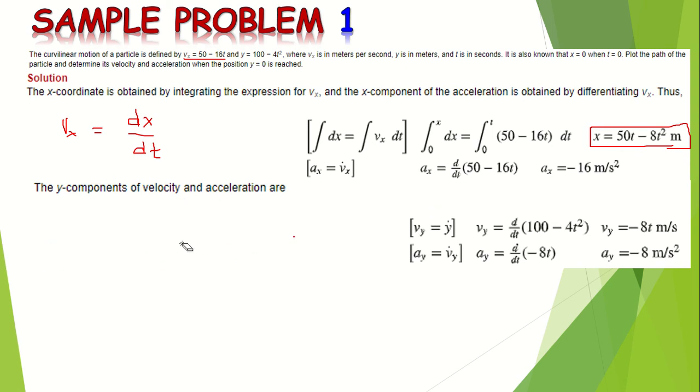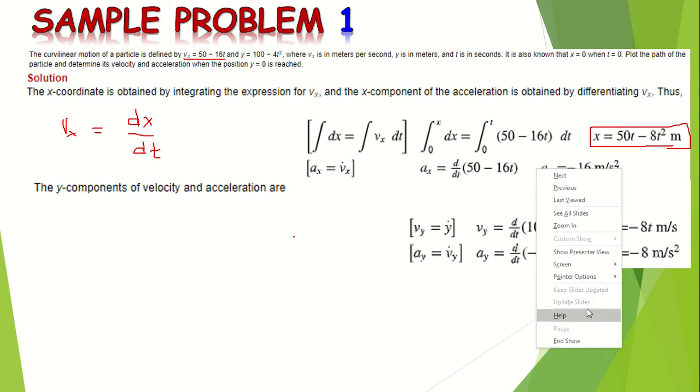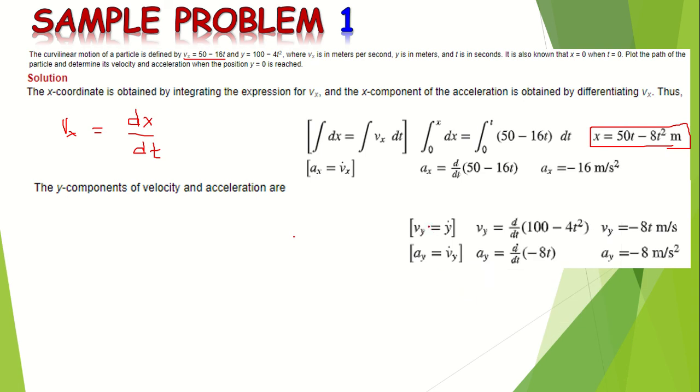Now for the y components. Okay, so for the y components of velocity and the acceleration, we have v sub y equal to y prime, meaning derivative of y. So we're given y here, right? So take the derivative of this. So we have the vertical component of the velocity. Derivative of constant is 0. So derivative of this is minus 8 times t, negative meter per second.